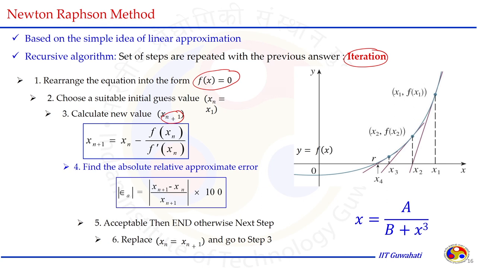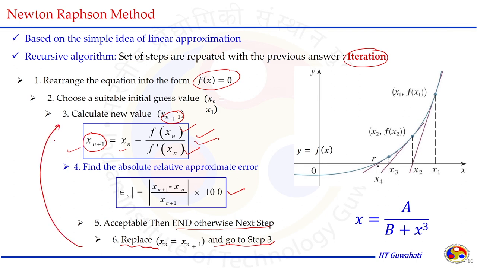Calculate the new value x_(n+1) using the formula, which says that a tangent is drawn linearly at that point, and the new value is equal to the old value minus the function value at the old value divided by the function derivative value at the old value. With this expression, we can find the new value, and the new value should be compared with the old value in the form of the error. If the error is acceptable, we can consider this as the solution. If it is not acceptable, we have to perform the steps again. So if accepted, then end. Otherwise, replace the old value with the new value and go to step 3.